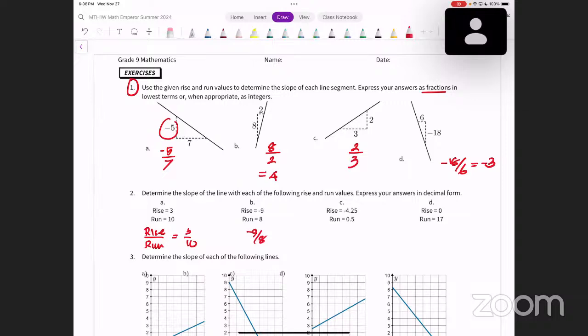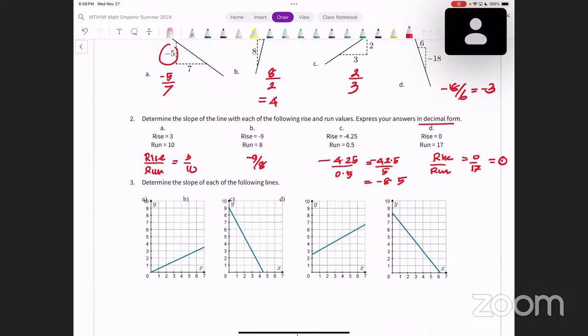And then rise over run, 4.25 over negative 0.5. So you need to simplify as a decimal form so you can divide. So 42.5 divided by 5 is going to be -8.5. Rise over run. So rise is 0 divided by 17. You will get 0. Now determine the slope of the following line. I'm not going to do all of them. I will just do 2 of them.